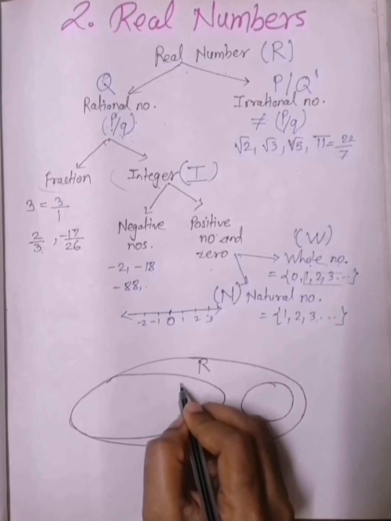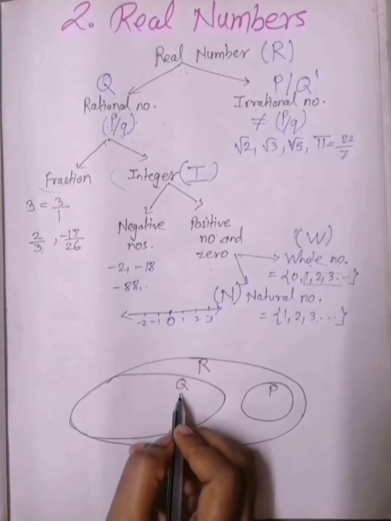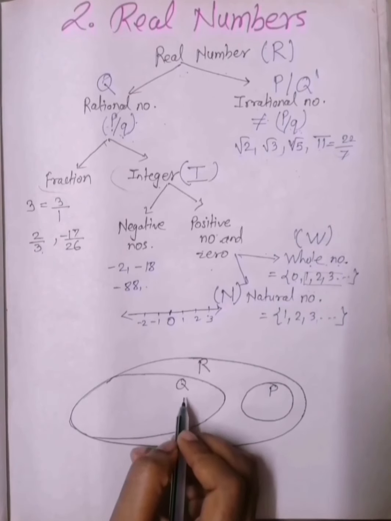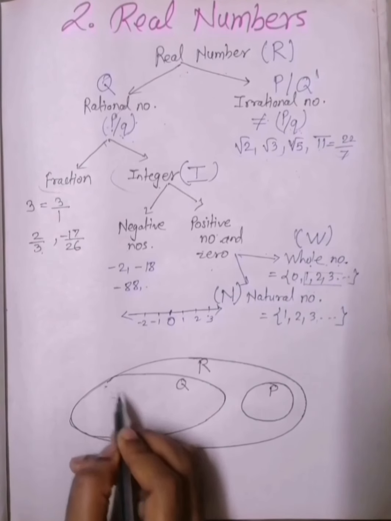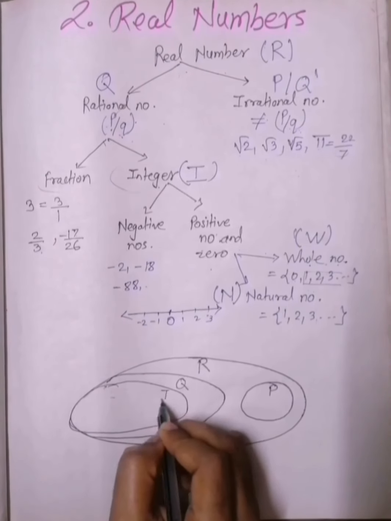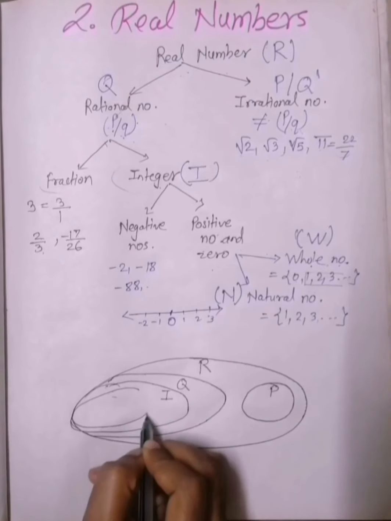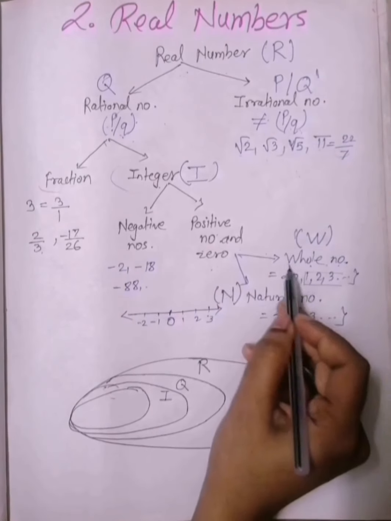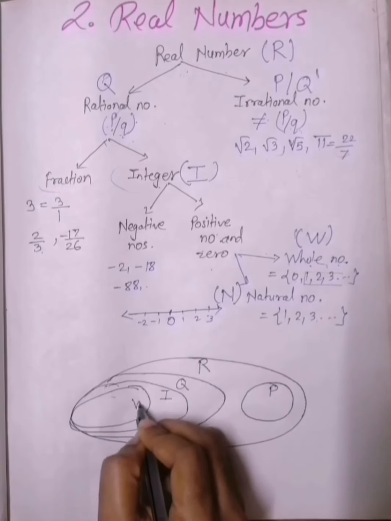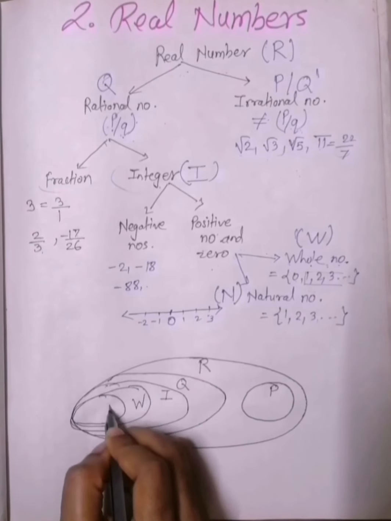So we have Q part and this is P part. Clear? The rational numbers include the integers. Clear? So this is an integer. In integers we have whole numbers, which is W. In W we have natural numbers.